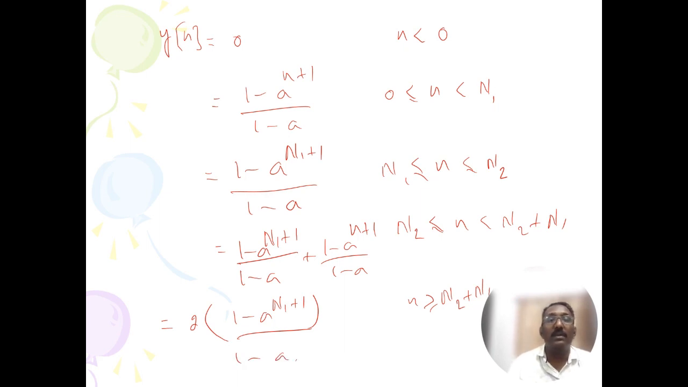So x of n is a unit step function, and the impulse response is described in different intervals. Finally, you will get output y of n also in terms of different intervals.